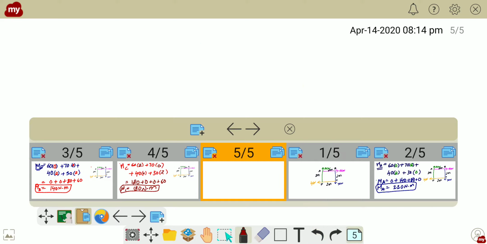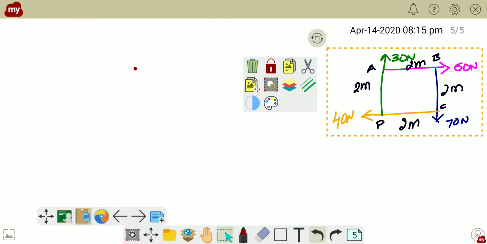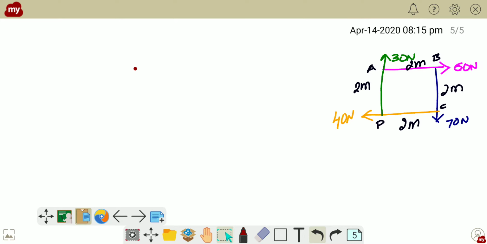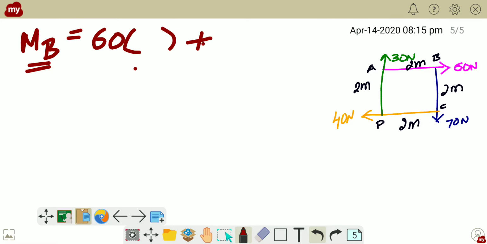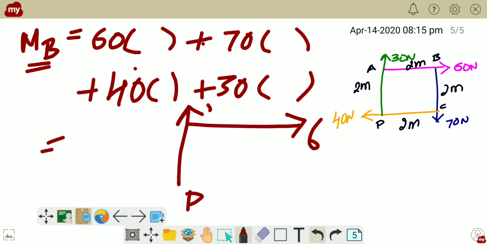Let us go for point D. So moments at point D equals 60 times distance plus 70 plus 40 plus 30, right? Let us try to find out the distances. The point D is here, and the force of 60 newtons is passing like this, and this is the 70 newtons force. The line of action of the force of 60 newtons, from the point D to the line of action, is 2 meters.